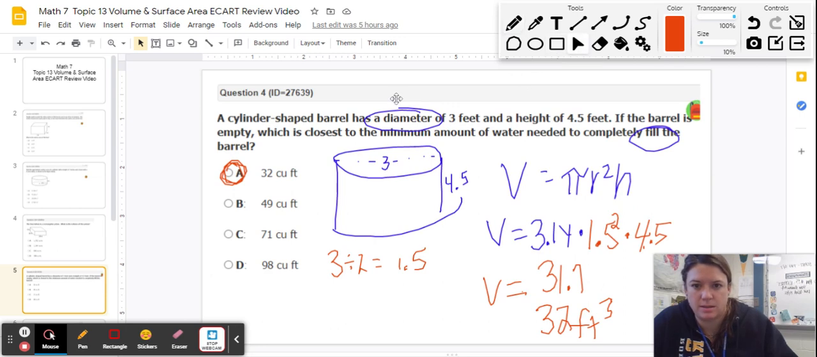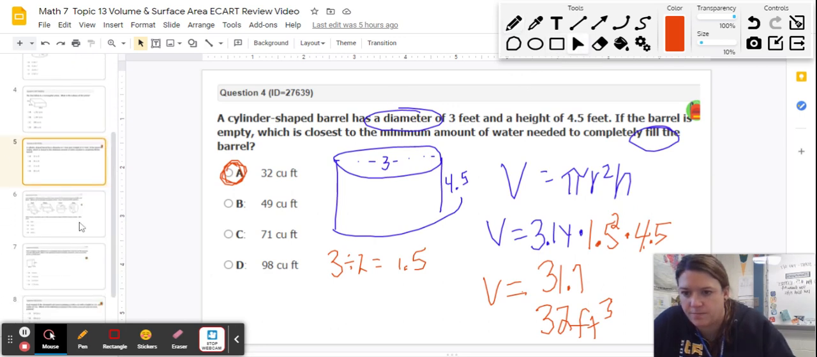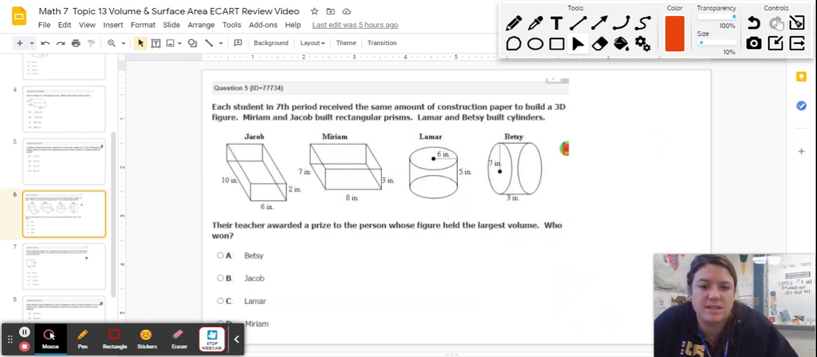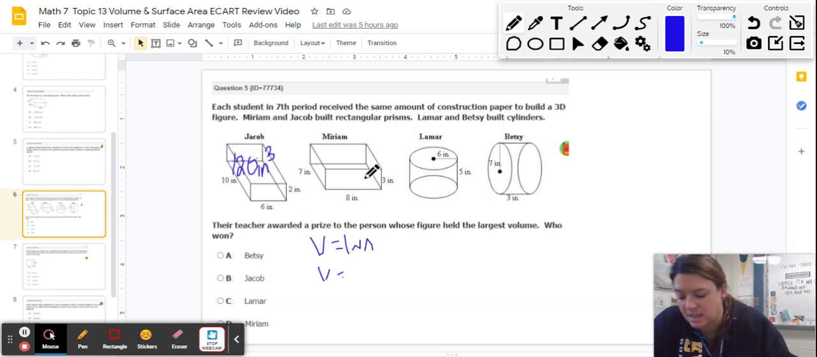All right, number 5. Each student in 7th period received the same amount of construction paper to build a 3D figure. And we want to know the largest volume. So you have to find volume of all 4 shapes. So for the prisms, it's length times width times height. So I'm going to be doing 6 times 2 times 10. So that's 120 on Desmos. This one is 7 times 8 times 3, which is 168 in Desmos.